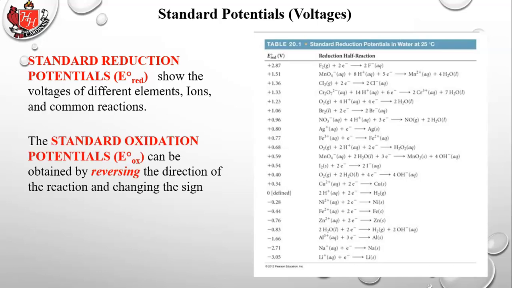So standard oxidation potential, as opposed to standard reduction potential, can be obtained by reversing the direction of the reaction. You just flip the reaction around the arrow, and then you change the sign on the standard potential. So, for example, the very top one, which is a fluorine molecule, gives away 2 electrons to become 2 fluoride ions. That has a standard reduction potential of plus 2.87. If you flip that reaction around, then that would become a standard oxidation potential of negative 2.87.